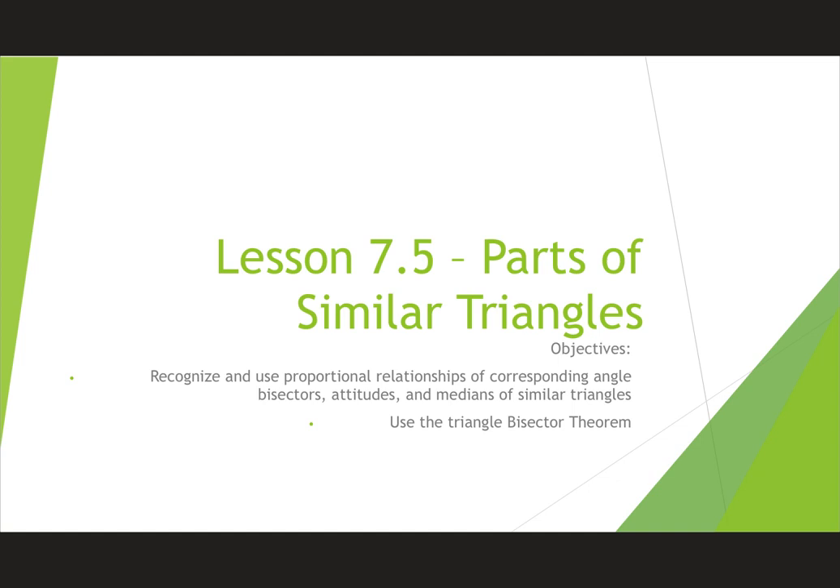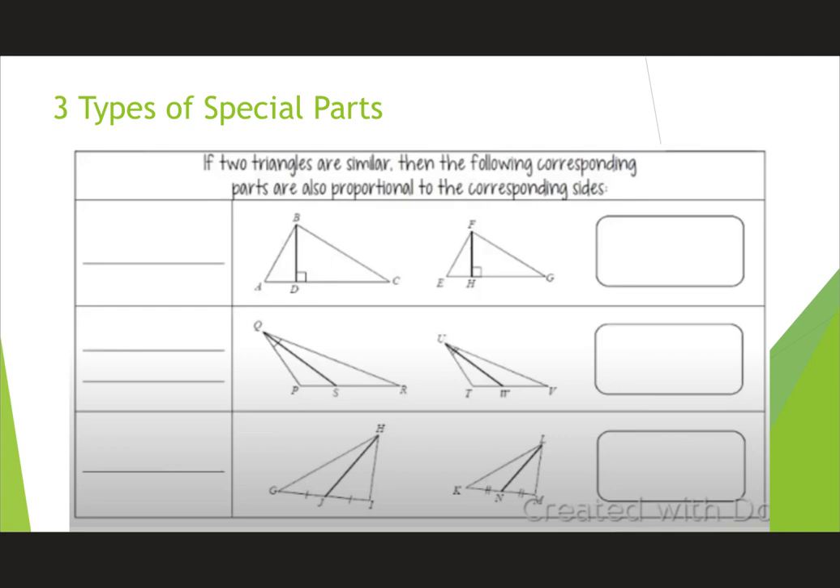In today's lesson, we're going to talk about parts of similar triangles. So again, we already know that the triangles are similar, and now we're talking about what happens when you have special pieces. The nice thing is we already know what these pieces are. And here they are. These are the three types of special pieces, and when you have triangles that you know are similar, then these special pieces are also corresponding or proportionate to corresponding sides.